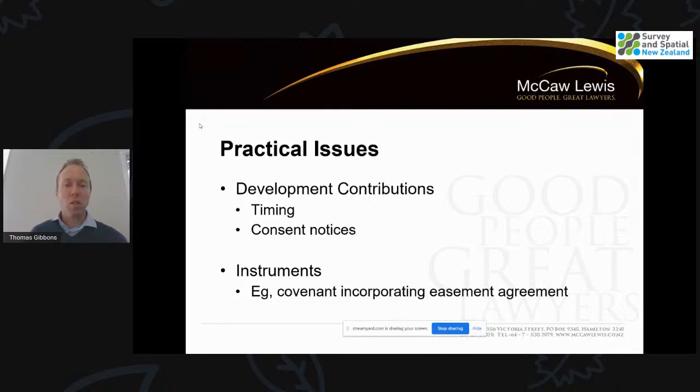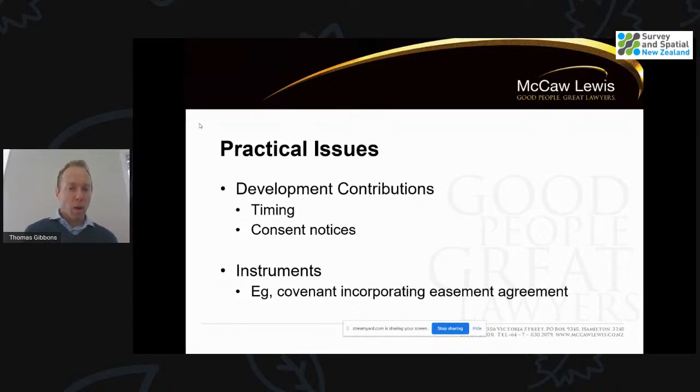I've certainly seen issues where developers have been able to arrange with council to put a consent notice on the title which says this lot will not be sold until it's developed and DCs are paid, or this lot cannot be built on until DCs are paid. And that provides a tag on the title, which means a purchaser is going to be very worried about it and gives council some comfort that DCs are going to be paid at a later point in time. So those timing issues can be managed in some ways.